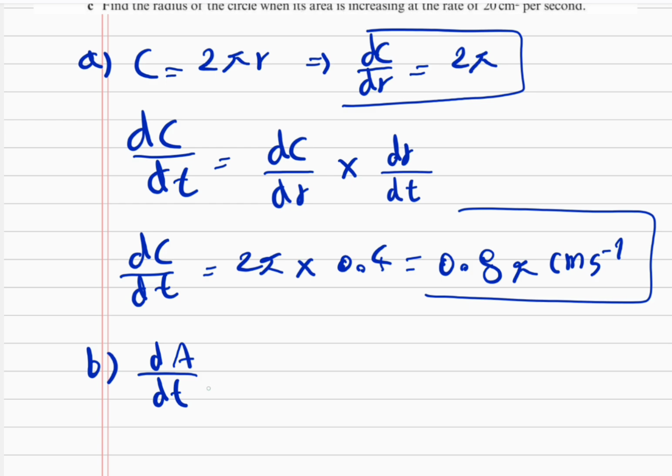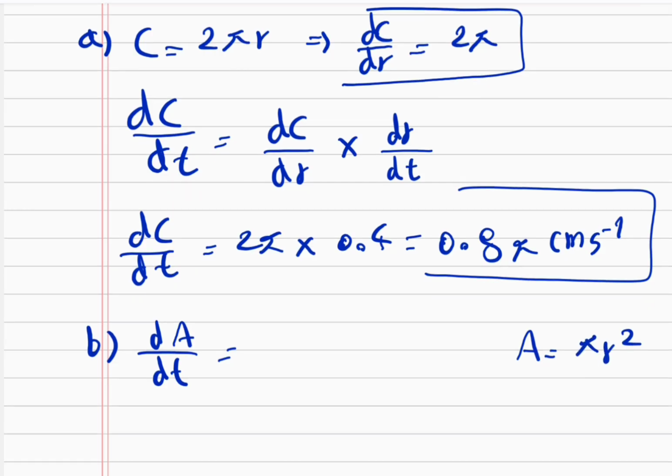Again, we need another chain rule. So before writing down the chain rule, let's just write down the area of a circle, which is pi r squared. This allows us to easily find dA/dr, because this is going to be useful. So 2 pi r is the derivative.